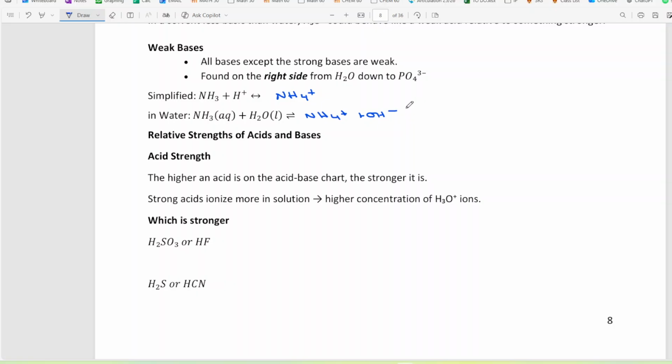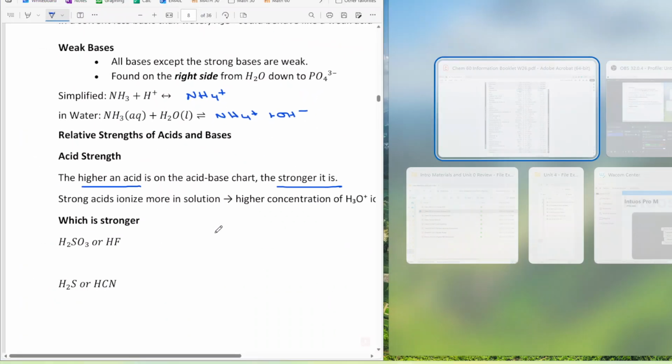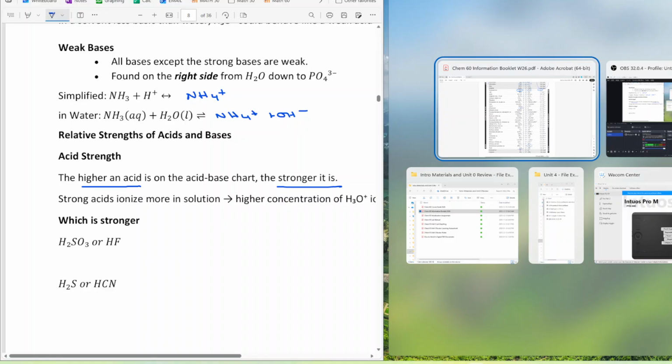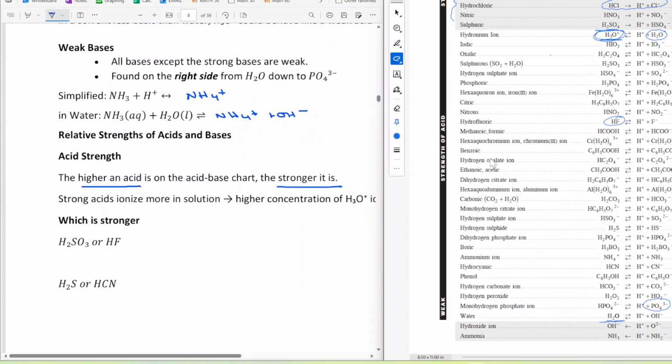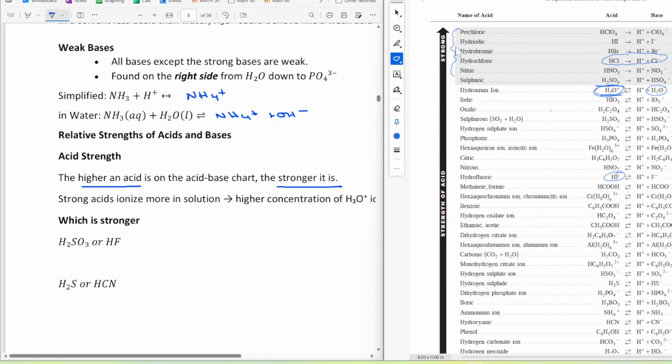And then within weak, there are different acid and base strengths. The rule is the higher an acid is on the acid base chart, the stronger it is. The stronger acids ionize more in solution and they'll have a higher concentration of hydronium ions at equilibrium. So if we just looked at this chart, and we're going to talk about those Ka values, but I decided to do that later and not complicate this. We're just going to look at this bar on the left-hand side.